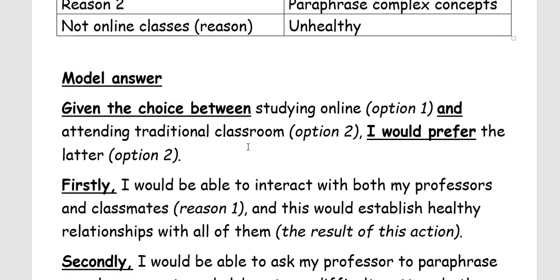So in this case, I use this strategy. I say given the choice, which means if I were given the choice or if somebody gave me the choice, I would. Okay, so try to remember the structure. Given the choice between, and then focus on the first option, studying online and attending traditional classroom, I would prefer the latter. In this case, the latter means the second option. And if you prefer the first option, that would be the former. Okay, which means option 1. Okay, but in this case, it's not the case, and that's why I just choose the second option.